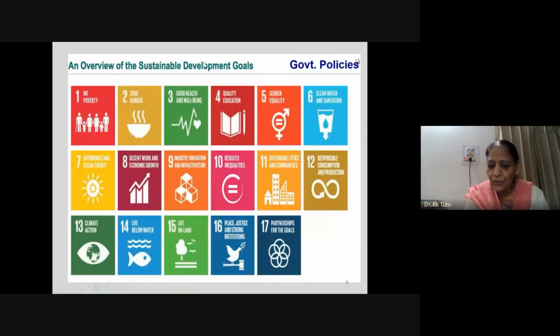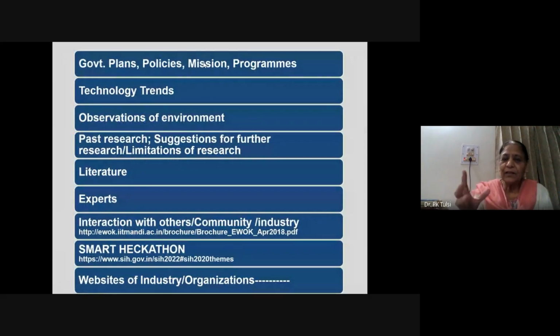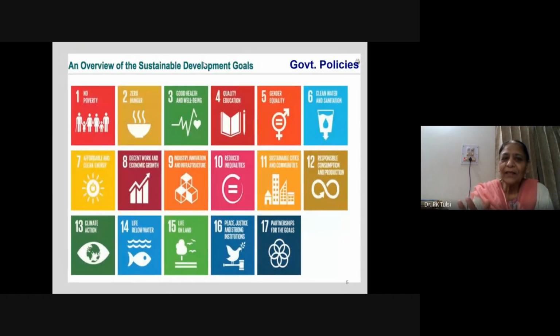And if we just look at these government policies, then you will all agree at present the government of India has accepted these 17 Sustainable Development Goals, which were announced by the UN in 2015. Now, if you look at the very first Sustainable Development Goal, it's with respect to no poverty. Now, when you say no poverty, what is the exact status at present?